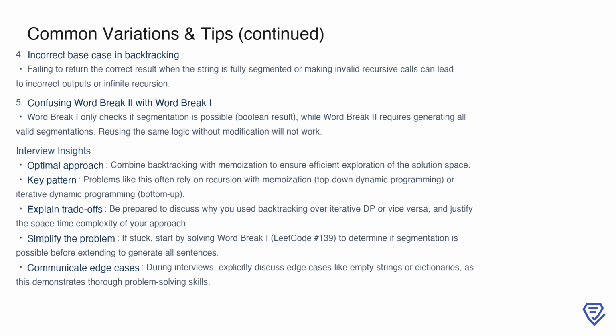From an interview perspective, the optimal approach combines backtracking with memoization to efficiently explore the solution space. This problem highlights a recurring pattern in algorithmic problem solving, where recursion with memoization, also known as top-down dynamic programming, or iterative dynamic programming, known as bottom-up, is key. Be ready to explain why you chose backtracking over iterative DP, and discuss the time and space complexity trade-offs.